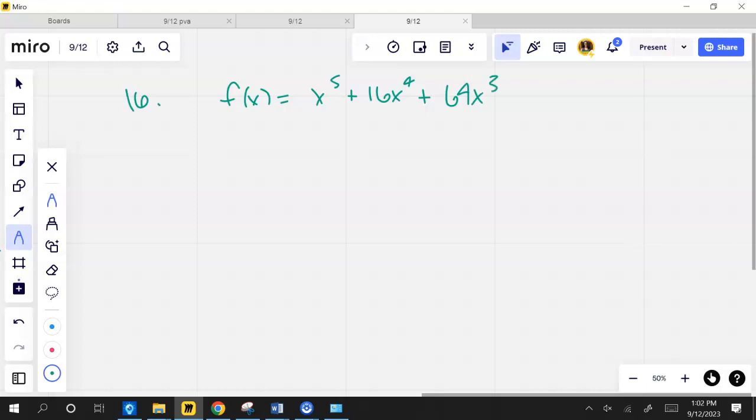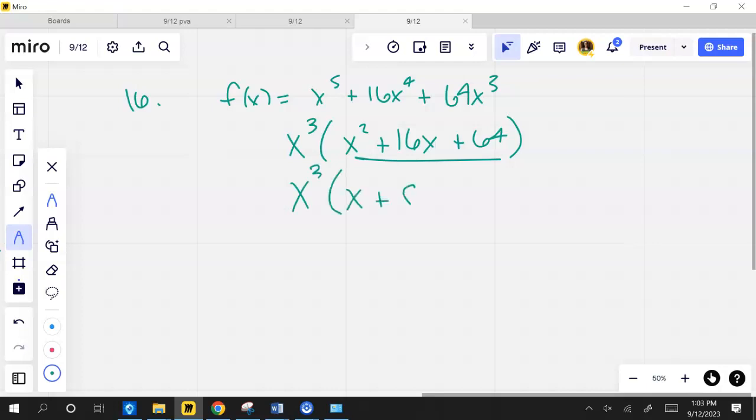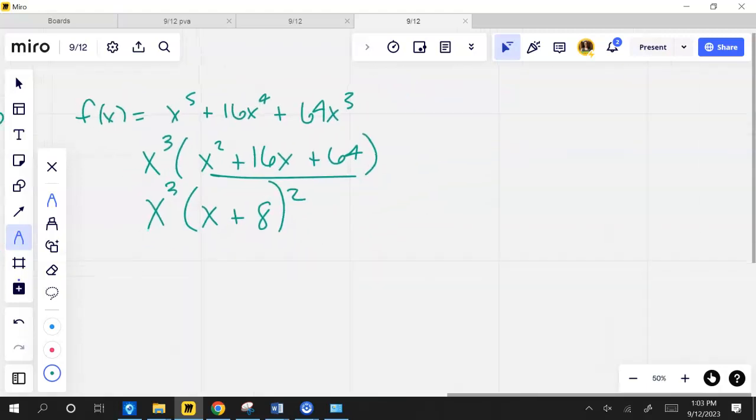All right, so I can take a GCF out here first, right? X to the third. Leaves me with x squared plus 16x plus 64. And then I'm going to factor this. That's a PST, yes? Perfect square trinomial. So I can do x cubed, x plus 8 squared. If you slashed it, you get the same thing.